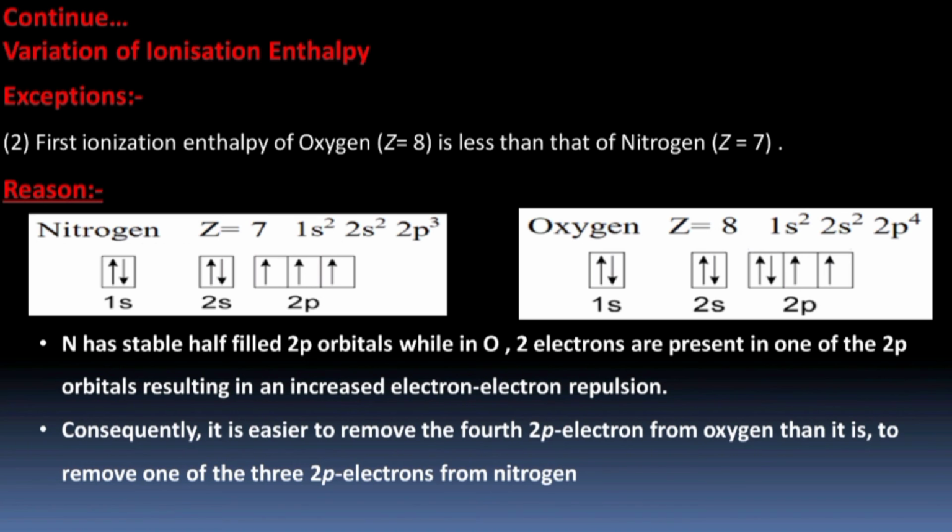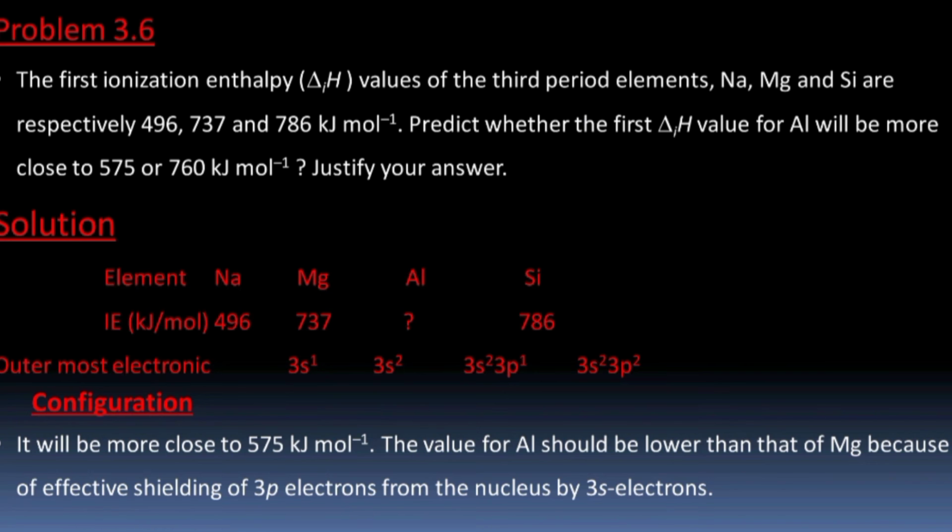Nitrogen has a stable half-filled 2p orbital, while in oxygen two electrons are present in one of the 2p orbitals. Consequently, it is easier to remove the fourth 2p electron from oxygen, because nitrogen has the half-filled stability. Hence we can say that the first ionization energy of oxygen is less than that of nitrogen.